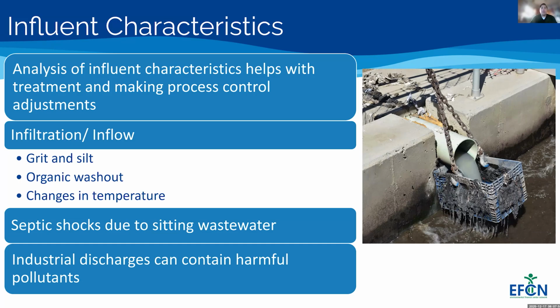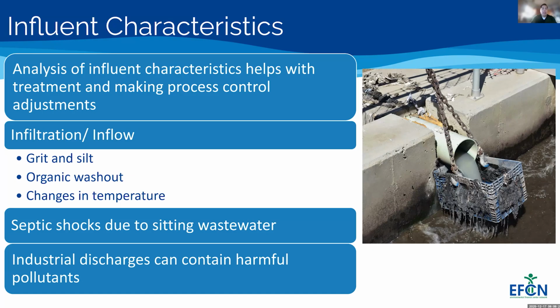As we mentioned, certain influent traits such as infiltration and inflow, high septic loading, and the different types of wastewater discharge from industries can have effects on our activated sludge process. For example, infiltration and inflow, or I&I, can result in excessive grit and silt that is washed out. It may damage process equipment such as pumps, mixers, and our aeration diffusers.